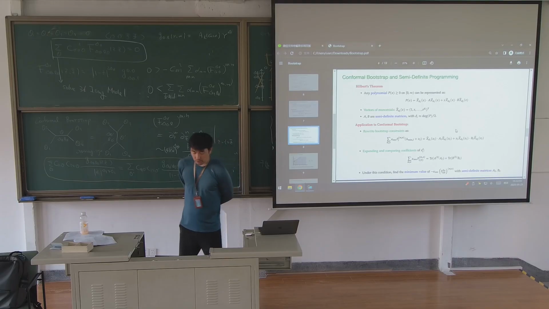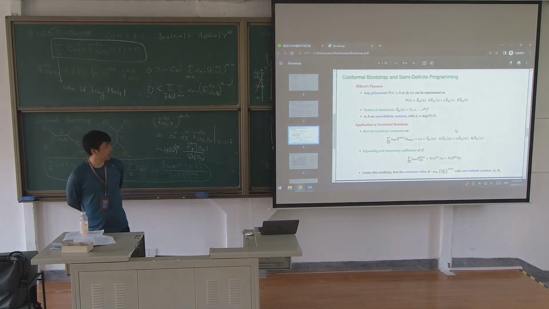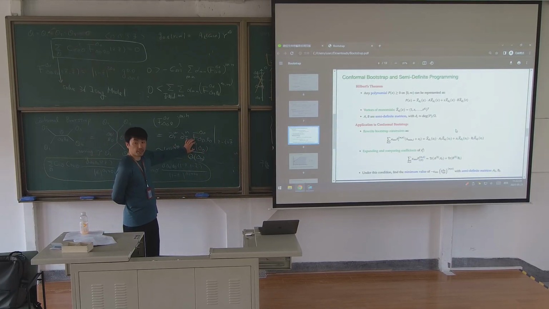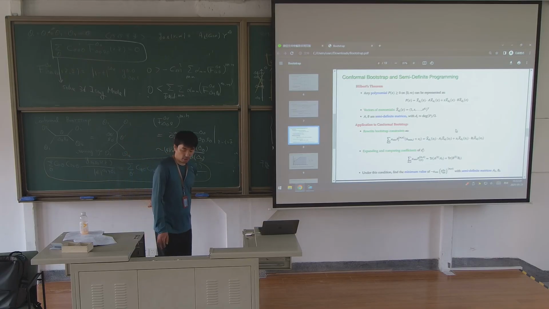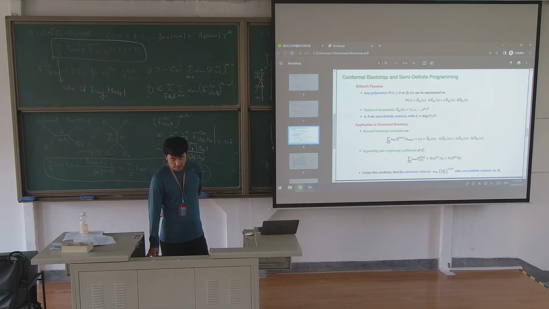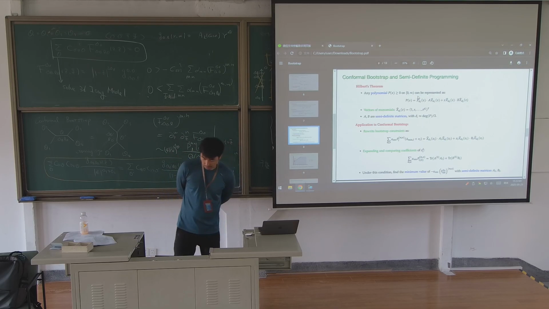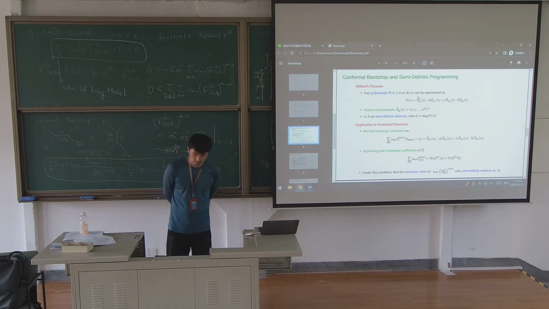And here is the fact that any polynomial P, as I mentioned, is a polynomial in the conformal dimension delta. So this polynomial can be written in terms of this kind of inner product, where N and B are semi-definite matrices. Here we are trying to connect this conformal bootstrap problem to the semi-definite problem.